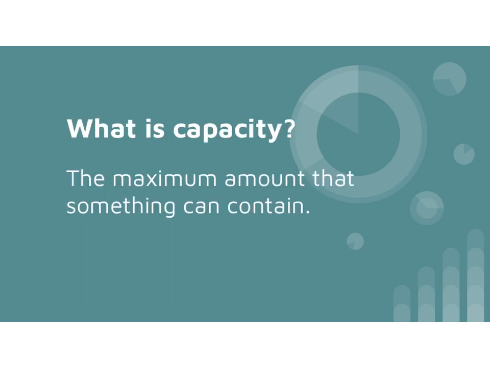Okay, in our first lesson of this unit, we talked about measurement of distance or length, and we talked about kilometers, meters, and centimeters. In our second lesson, we talked about what is mass, the measurement of mass, and we talked about kilograms and grams. Now we're going to talk about what is capacity. Capacity is the maximum amount that something can contain. So usually we're talking about liters or milliliters.